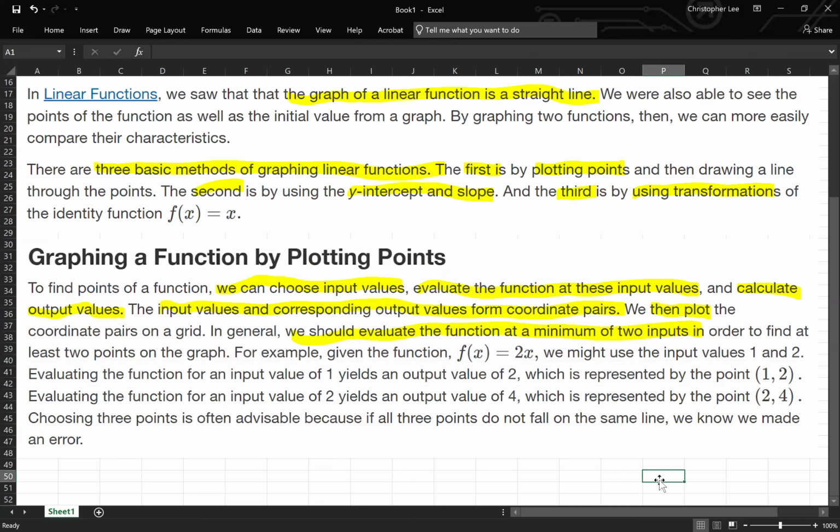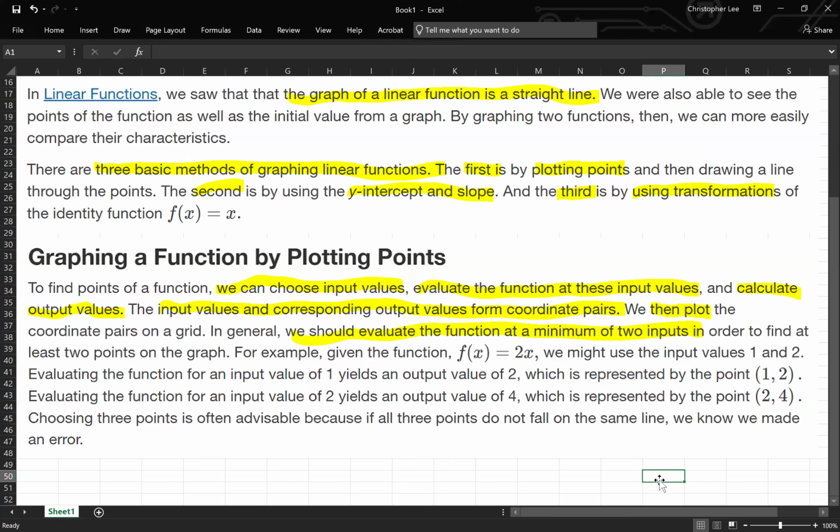So, graphing a function by plotting points. To find points of a function, we can choose input values. The keyword there is we choose input values. Evaluate the function at these input values and calculate the output values. So pick an x, preferably 2. You could do 3 to be safe, but all you really need is 2. You plug it into the function, you get out a y value. Now you have a coordinate pair. You plot those two dots, use a straight edge, connect the dots. You have a straight line. That's the end of it.